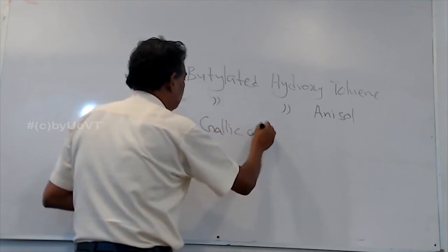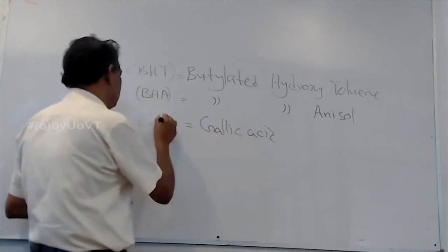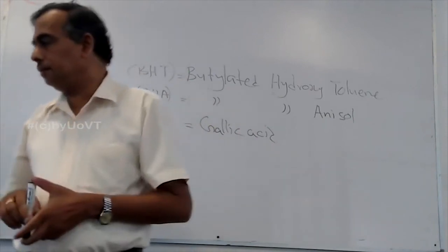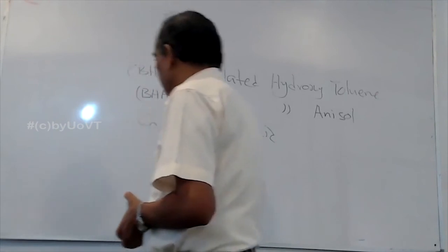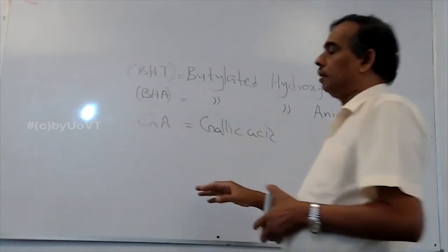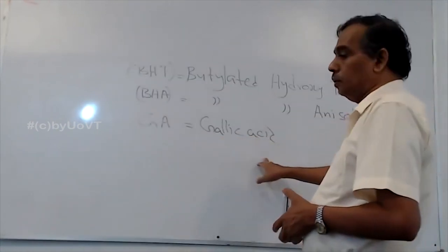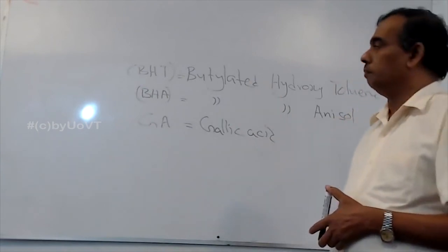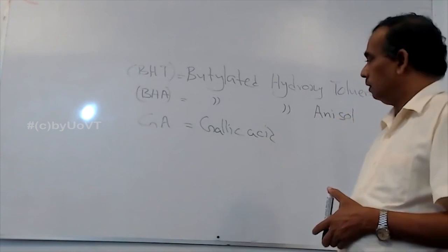Gallic acid. That is GA. All these are artificial antioxidants which contain a highly reactive phenolic group in their system.